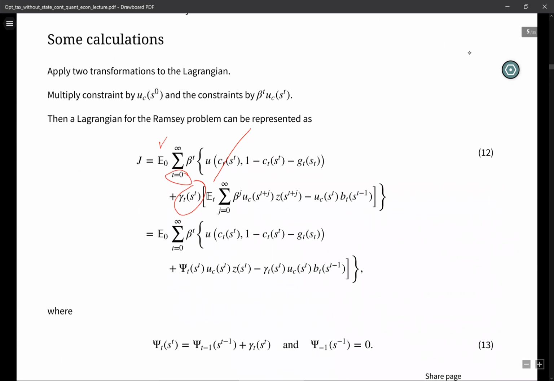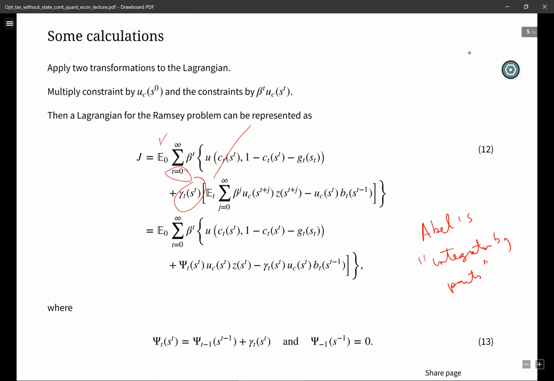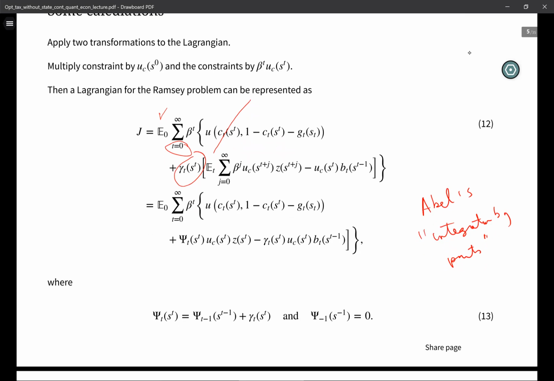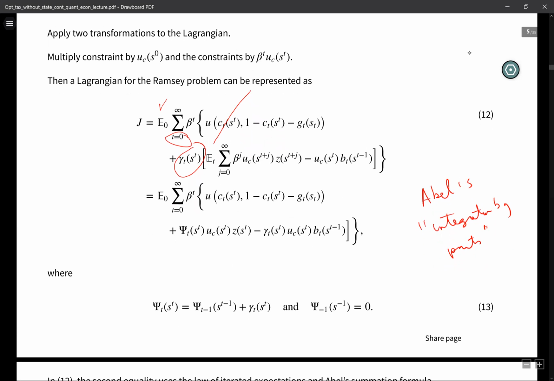Okay. So what we're going to use is something called Abel's summation formula, and I think of this as discrete time integration by parts. And this, by the way, is a key step in Albert Marcet's paper with Ramon Marimon that I saw in the early 90s. So we're going to transform this. You can verify that this is equal to this if we define this variable psi, which looks like this. It's equal to its value last time plus the multiplier, and we start out with psi minus 1 equal to 0.